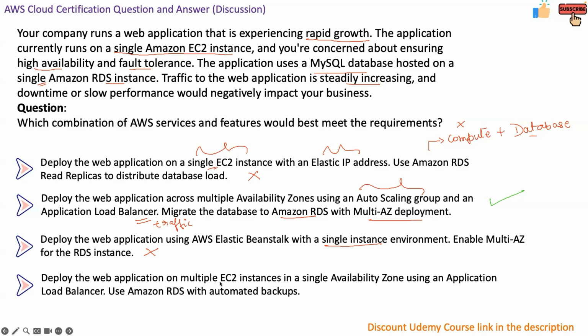Deploy the web application on multiple EC2 instances in a single availability zone using an application load balancer. Use Amazon RDS with automated backups. Now, this could be the one that causes confusion because we are saying to deploy this on multiple EC2 instances, but again, we are deploying it on a single availability zone. This is wrong, and hence this answer also is wrong. I hope you understood this question. This could also be asked in the interview, and if this question comes in the certification exam, now you know how to tackle this one.